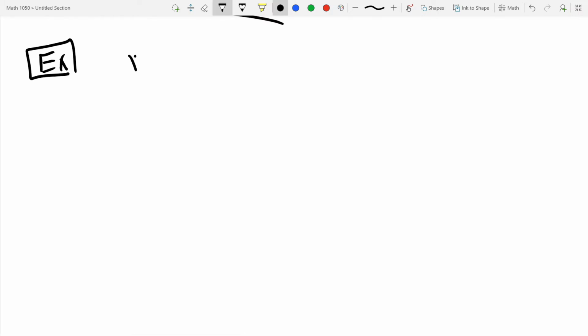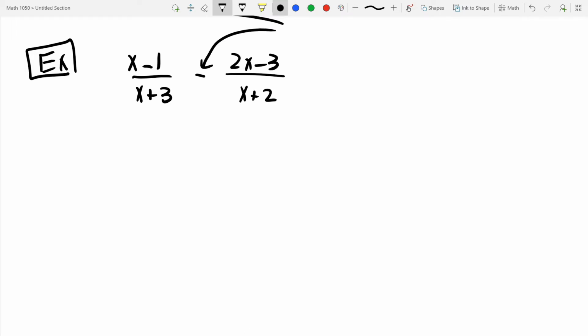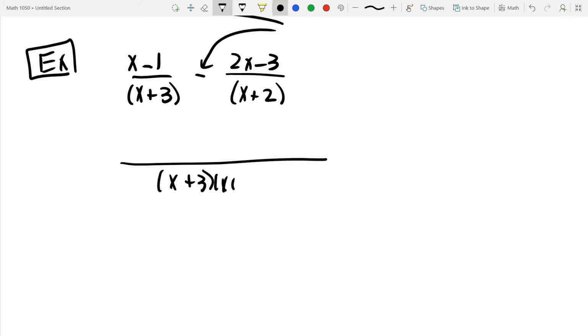Subtraction and addition have the same rules, but you just have to be super careful if it's a subtraction problem. Okay? And the big thing you have to be careful about is that one right there, distributing that negative. So the beginning is the same. x plus 3 times x plus 2, common denominator, very simple, put those together.